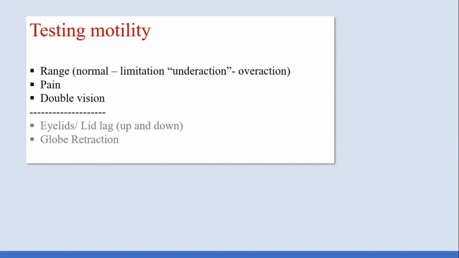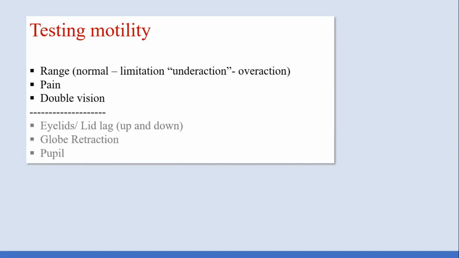Global traction, again in Duane. And pupil: one of the signs of apparent third nerve regeneration is pupil constriction on adduction. But this is advanced and beyond the scope of the exam itself. But this is an overall look at the benefits of testing the motility, or what information we can gather from testing the motility. It's not all about the movement of the globes. We can observe the eyelids, global retraction, and pupil.